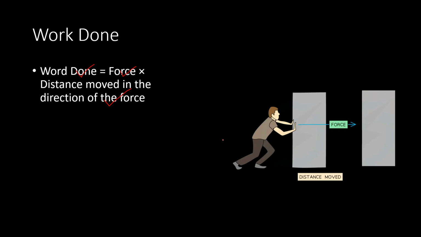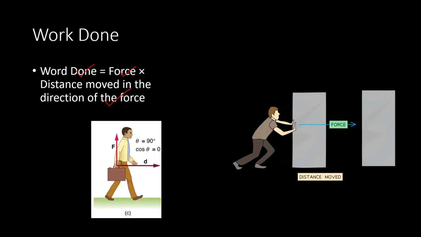Let's consider another example. When you carry a handbag into school, you have force and also you move a certain distance. However, as the force and distance are perpendicular to one another, there is no distance moved in the direction of the force. In this case, work done is also 0. Surprise?